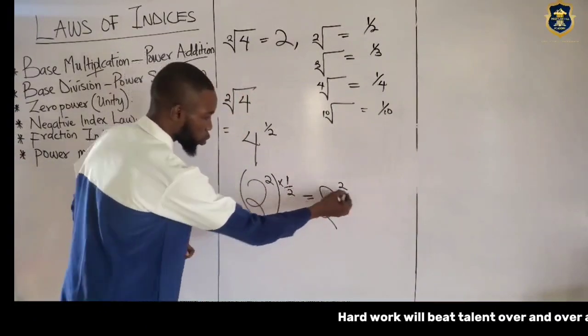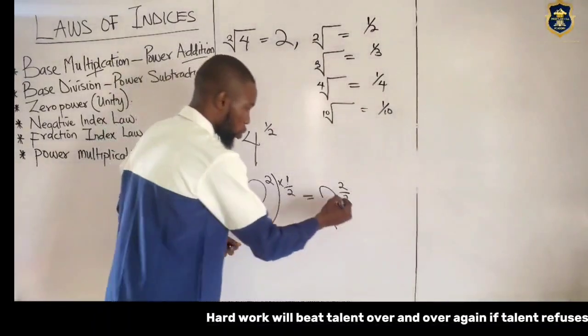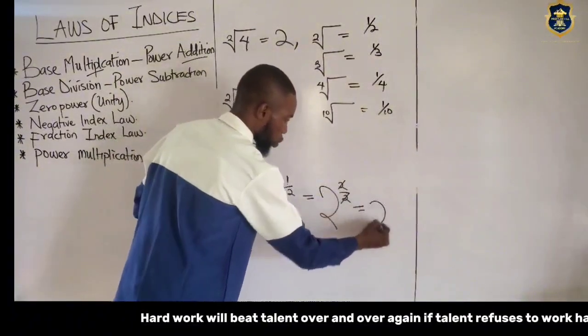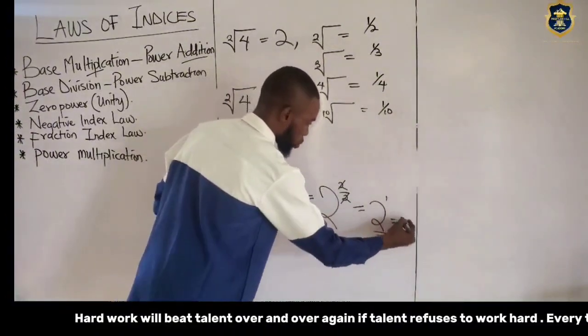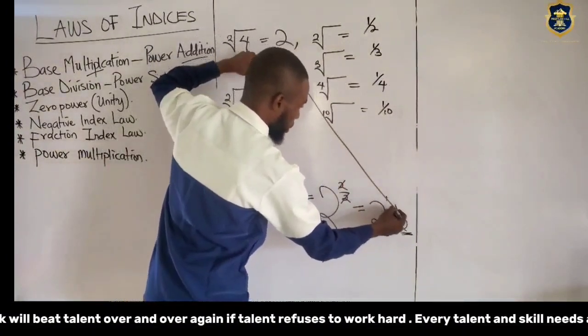2 times 1 is 2 over 2. What happens? 2 will cancel out 2 to get just 2 raised to the power 1. That's equals to 2. We're having the same answer. This and this are the same answer.